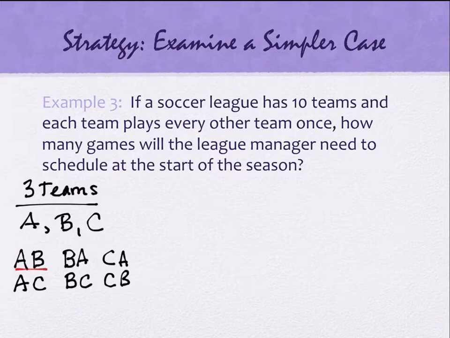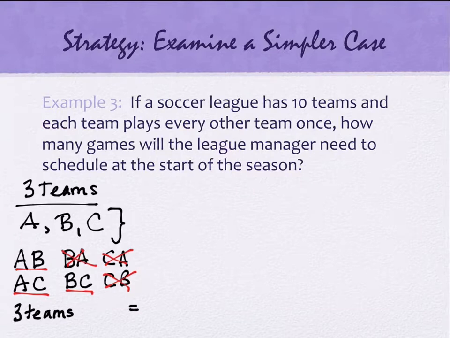Okay, so if this is A and B, then this is a repeat, right? And if this is AC, then CA is a repeat. And if this is BC, then CB is a repeat. So there's half as many games as we originally wrote down. Agreed? We started with 6, I marked out 3. Well, where did the 6 come from? Why did we have 6 to begin with? There were 3 teams, right? How did we get 6 games?